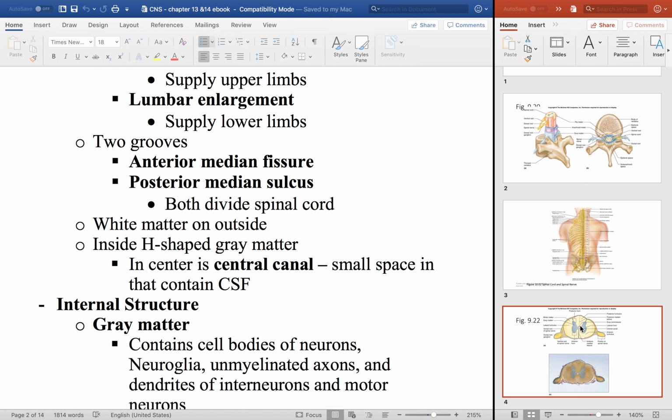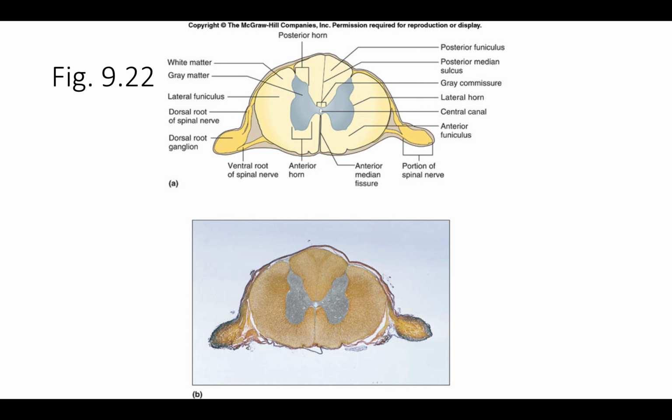So if we go back here and look at it one more time, you can see this is white matter here, contains tracts. This is that H-shaped butterfly matter right smack dab in the middle. And then this is the central canal there that contains cerebrospinal fluid. If you look right here, this area is called the gray commissure. These are horns. We're going to talk about those in just a second. And this right here is the white matter that surrounds it.